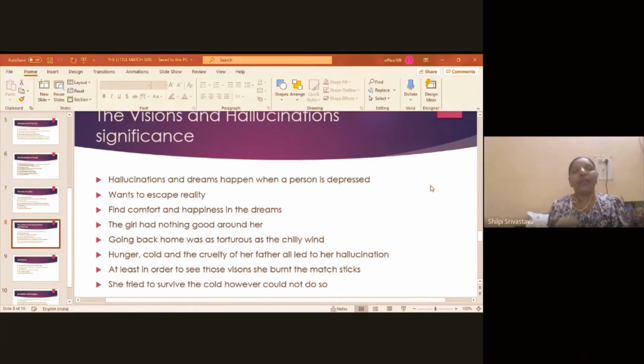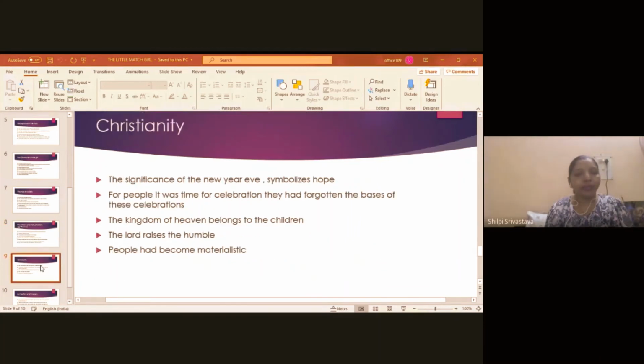So what do you call in Hindi? Tinke ka Sahara. That is what she was trying to do. But then, this also signifies that every matchstick that she lit was actually a ray of hope. She tried to survive the cold, however, could not do so. The significance of the new year is symbolized here. For people, it was time for celebrations. They had forgotten the basis of these celebrations.